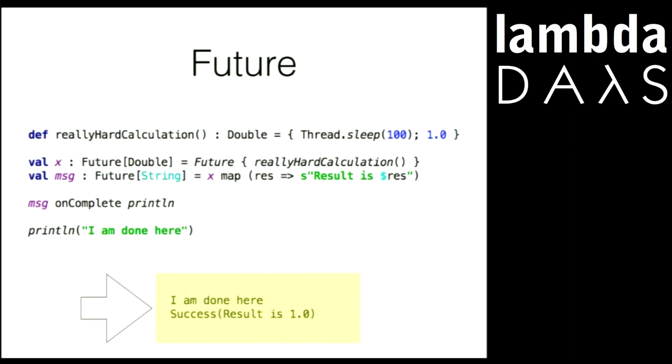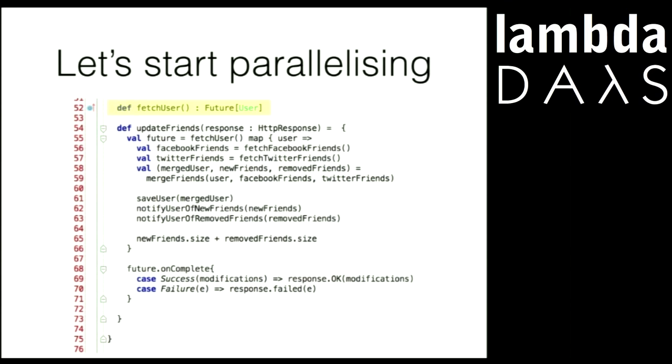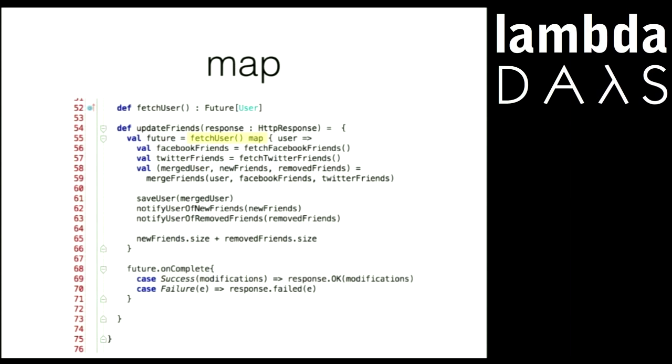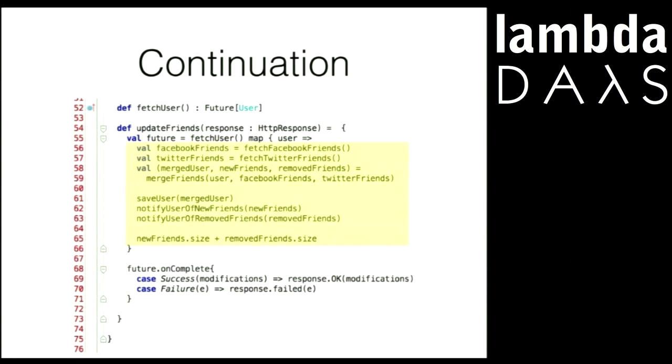Okay, so let's start parallelizing our update friends. First thing I did is I took fetch user and wrapped it with the future. So now it's non-blocking and it returns a future. Then I used map to pass the value of that future, when it finishes, to the rest of the program. You can consider the rest of the program as a continuation of that future. So once that user comes back from the database, this program will run, and that will produce a future of type Int, because that inner block returns the number of added and removed friends.